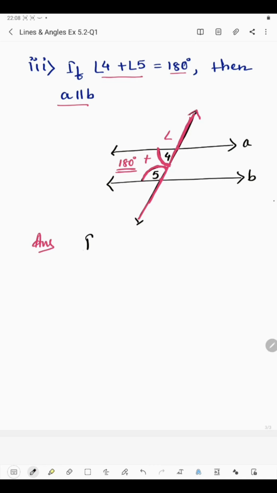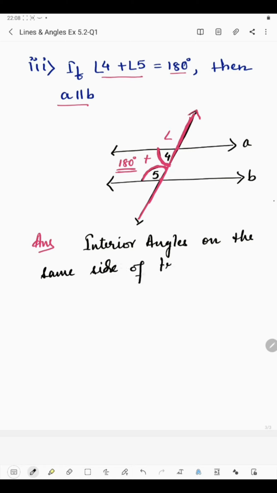It will be: interior angles on the same side of the transversal are supplementary.